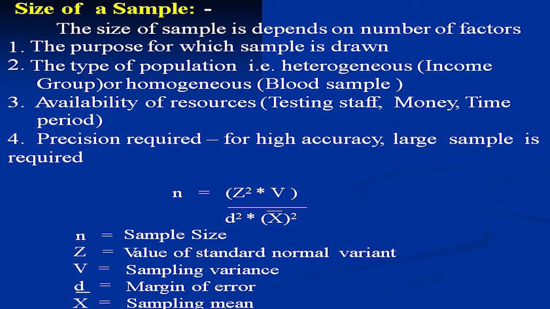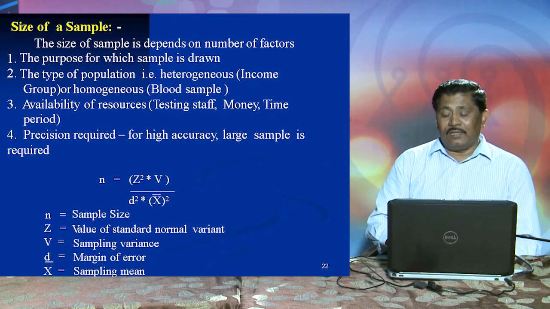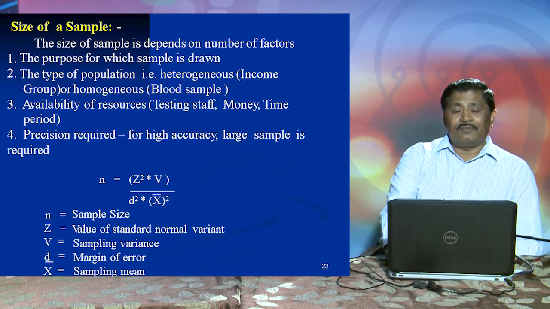So, this n is the sample size, z is the value of the standard normal variate, v is the sampling variance, d is the margin of error, and x bar is the sampling mean. In this we should know all these things, then only we can estimate this, otherwise it is very difficult to measure the sample size required.